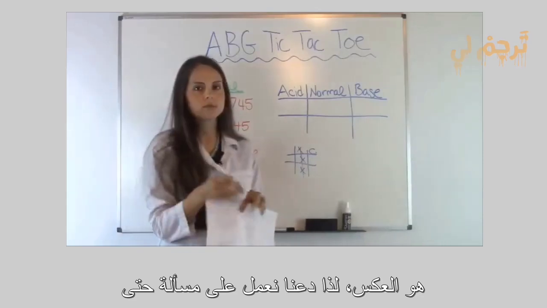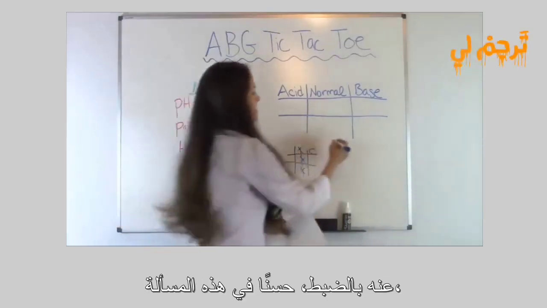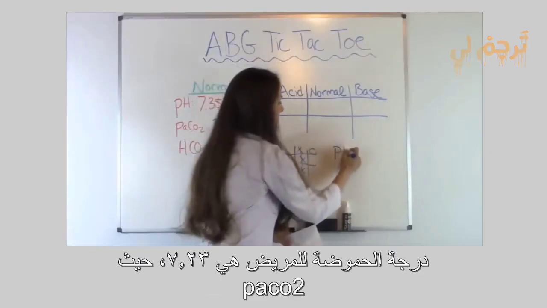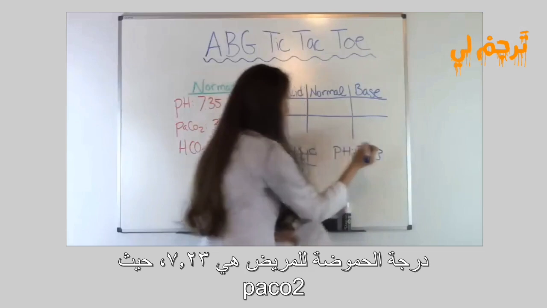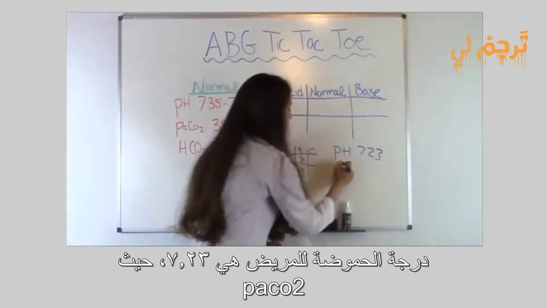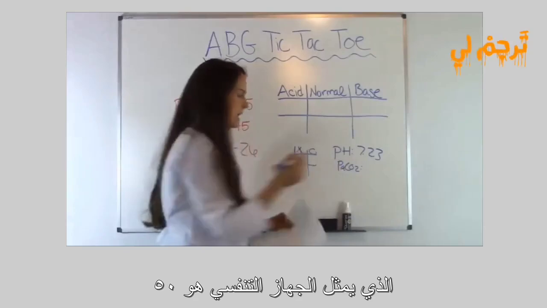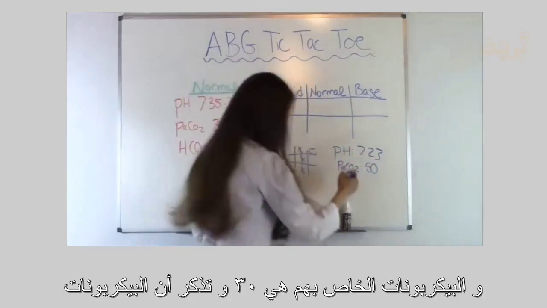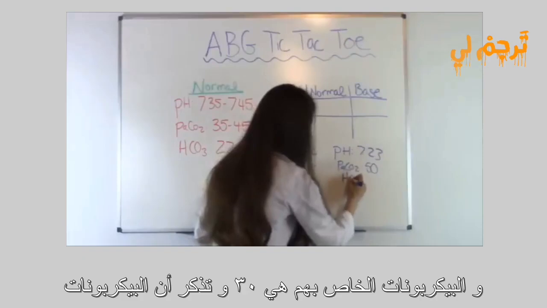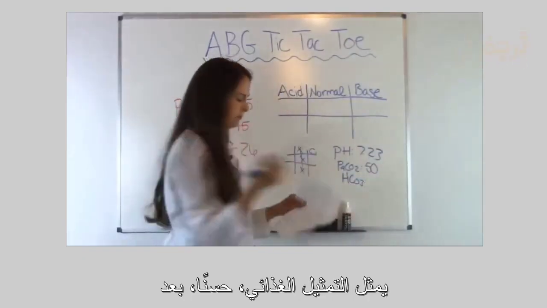So let's just work a problem so you can see exactly what I'm talking about. Okay, in this problem, the patient's pH is 7.23. Their PaCO2, which represents respiratory, is 50, and their HCO3 is 30. And remember, HCO3 represents metabolic.